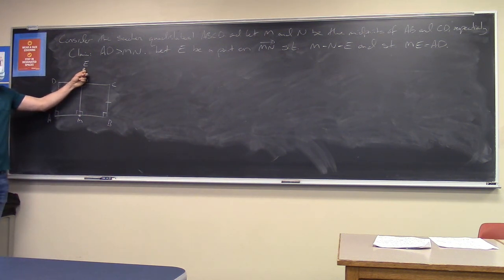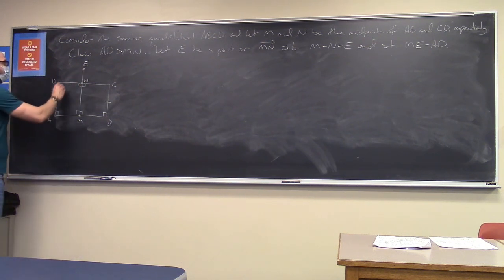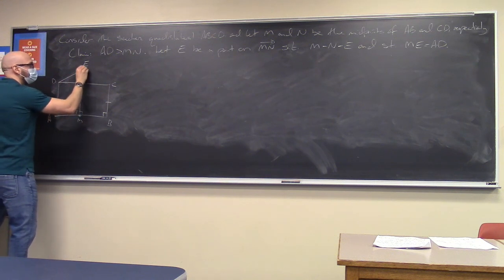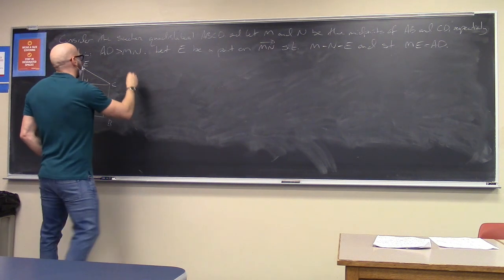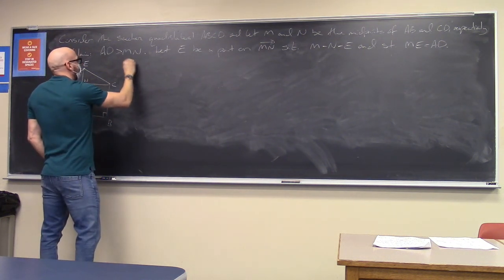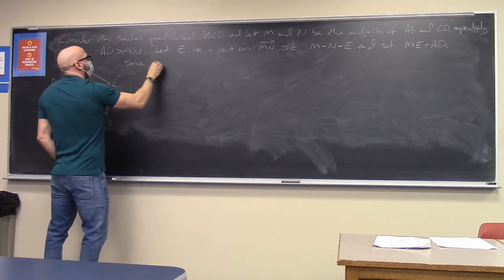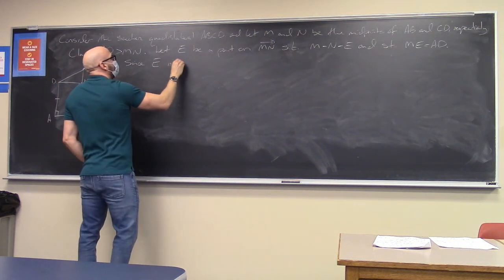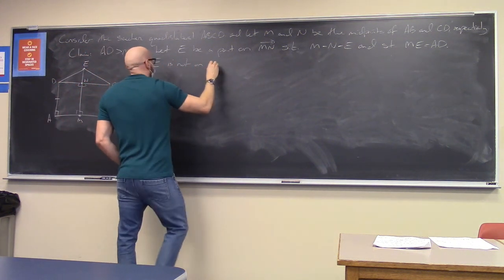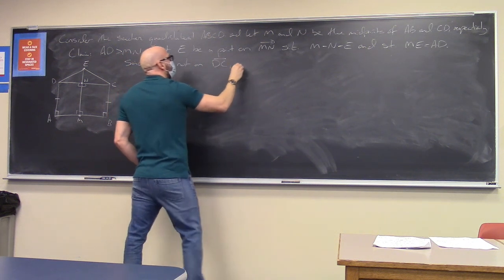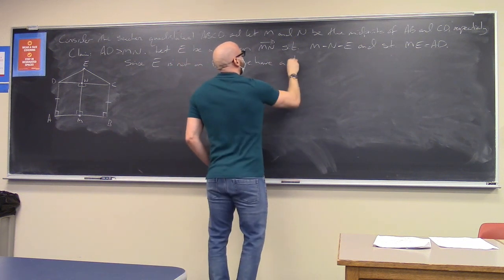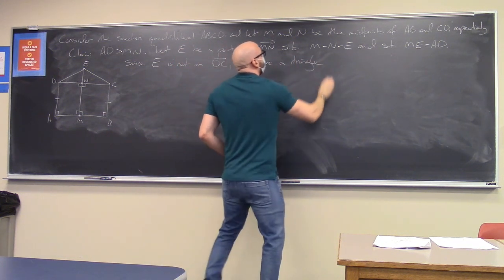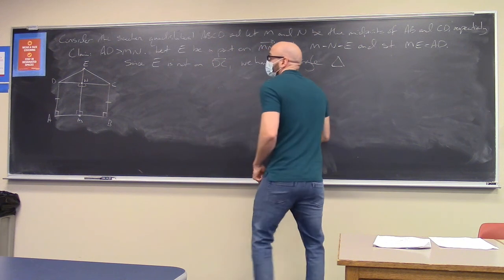So E is not M, right? This has to be some non-zero distance. Since E is not on the line segment DC, we have a triangle DCE.